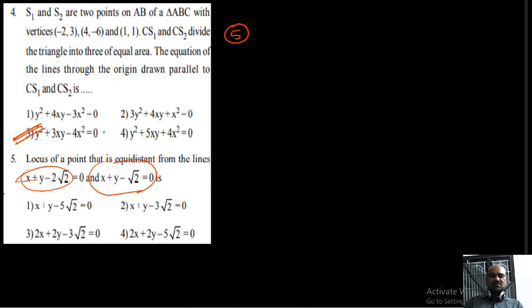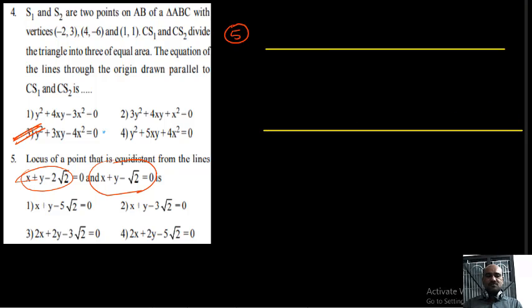Yeah, students, listen. I want the actual diagram. This is one of the straight lines. This is another straight line. So this is the required straight line, students. Yeah, my diagram is not correct. Okay, this is the required straight line.